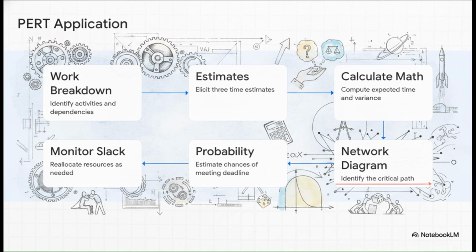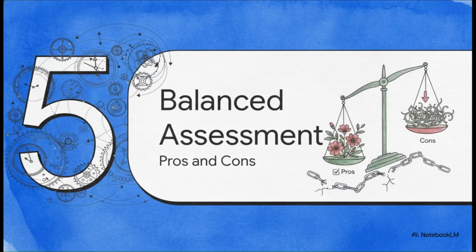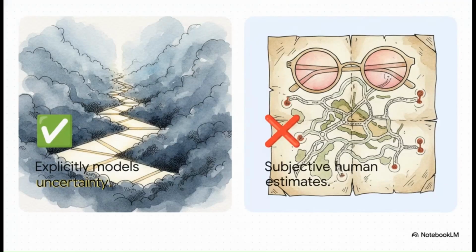Because look, no framework is perfect, right? We need to ground this theory in reality. PERT explicitly models uncertainty instead of forcing a false sense of precision. Plus, it gives stakeholders a genuinely risk-adjusted view of the schedule. But the limitations are very real too. Those 3-point estimates, at the end of the day, are still highly subjective human judgments, which means that they are heavily prone to optimistic bias.